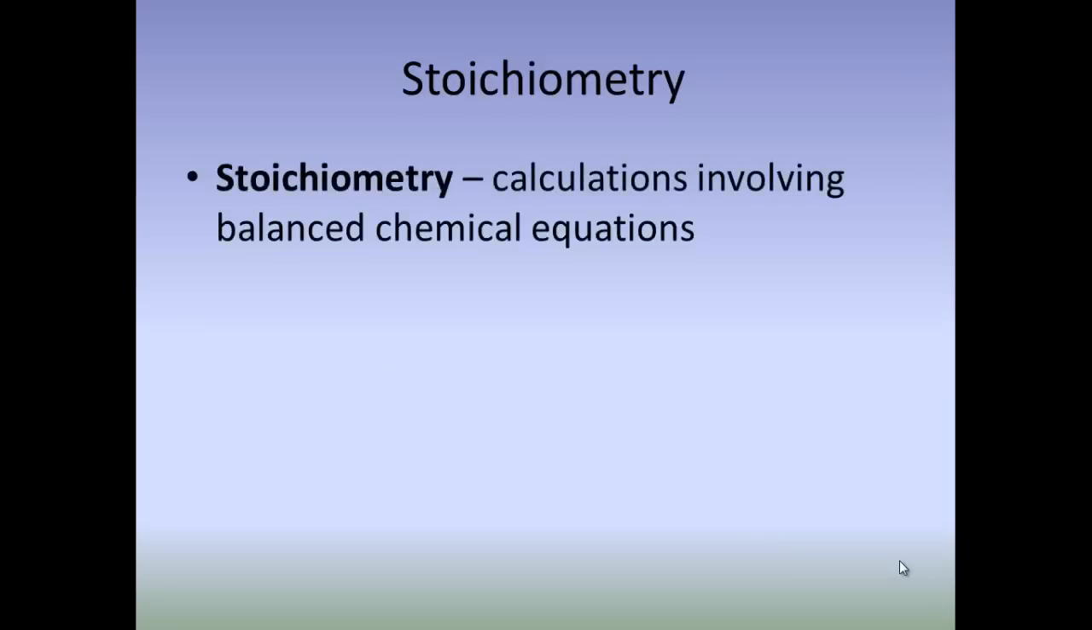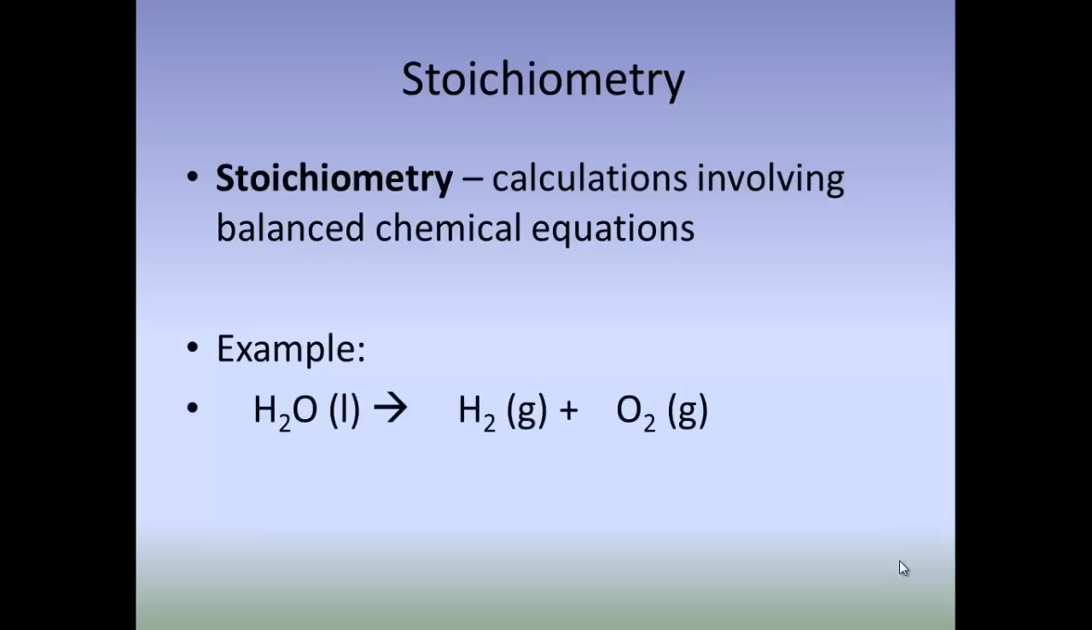So stoichiometry, and here's where we start to write things down, is a set of calculations involving balanced chemical equations. So we're going to use all of those skills that we've been leading up to: writing formulas, writing equations, balancing equations, and we're going a little bit further with those skills. For example, a pretty simple equation: H2O, or water as a liquid, can be broken down into hydrogen gas and oxygen gas. We know that each of those has to have a 2 because they are both diatomic elements.